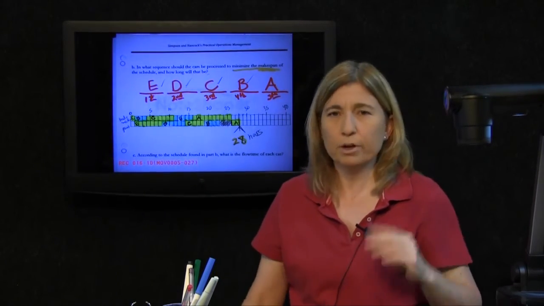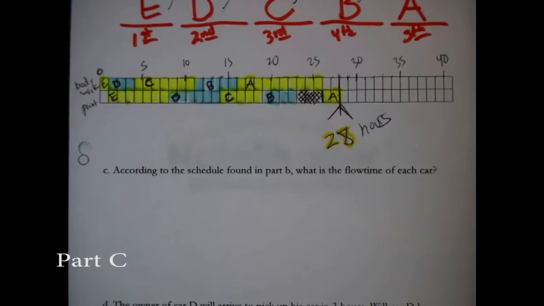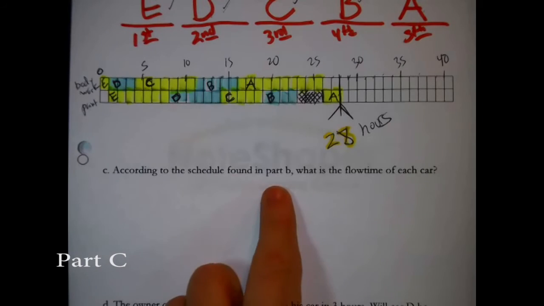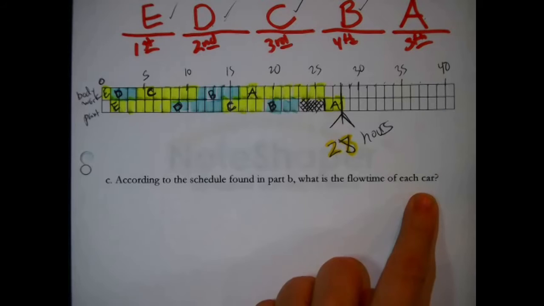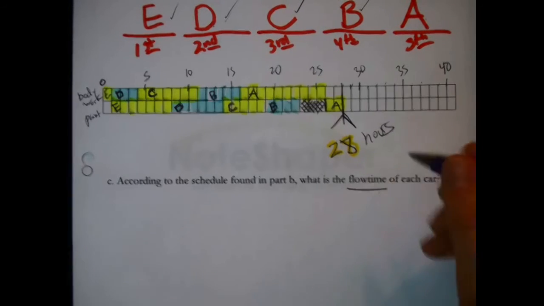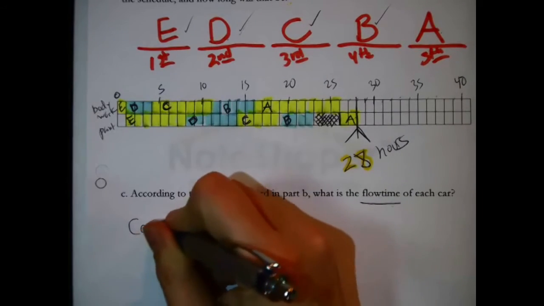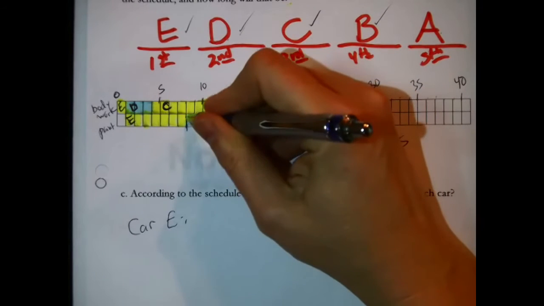Oh, all right. So now, what other questions are there? According to the schedule found in Part B. Okay, good, so it's according to our work here. What is the flow time of each car? Flow time: when will each car be finished? Okay, for car E, when will it be finished? What you're looking for is when the painting will be finished, because that's the last thing to be done.